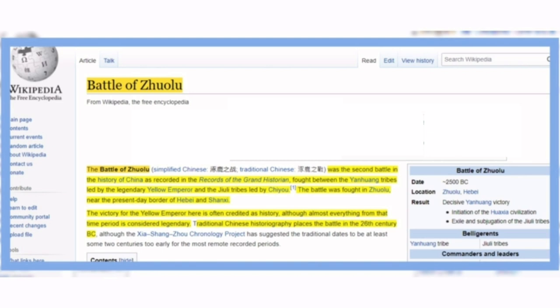Battle of Zhuolu. The Battle of Zhuolu was the second battle in the history of China, as recorded in the Records of the Grand Historian. It was fought between the Yan Huang tribes, led by the legendary Yellow Emperor, and the Jiuli tribes, led by Chiyou. The battle was fought in Zhuolu, near the present-day border of Hebei and Shaanxi. The victory for the Yellow Emperor here is often treated as history, although almost everything from that time period is considered legendary. Traditional Chinese historiography placed the battle in the 26th century B.C.